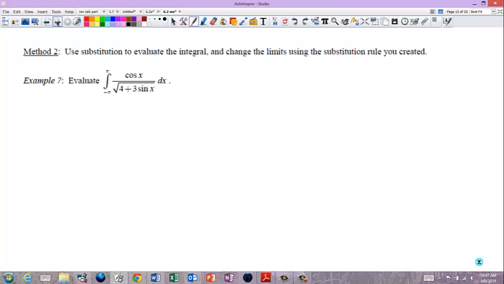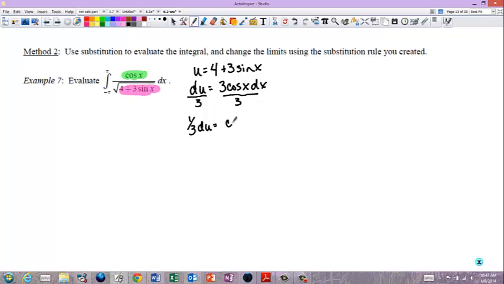Use substitution to evaluate the integral and change the limits using the substitution rule you created. Well, I'm going to do what I did on the second piece. I see that this is the inside function here, and this is the outside. Well, that's not good. This is the outside function. So if I let my u be 4 plus 3 sine of x, I take the derivative of that. The derivative of 3 sine of x is 3 cosine of x dx. Got to get rid of my 3. So 1/3 du equals cosine of x dx.